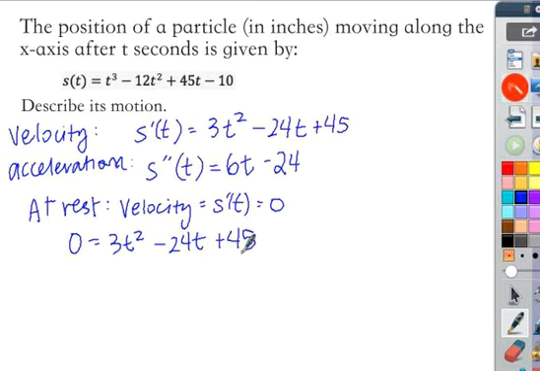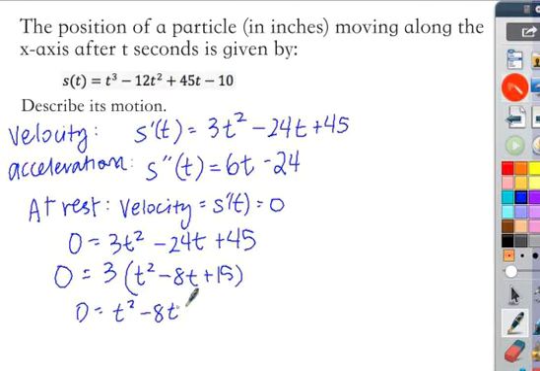We're going to solve this by factoring. First, we'll make it easy for ourselves. Factor out 3. We have 3 times (t squared minus 8t plus 15) equals 0. Next, I'll just divide out that 3 so it's easier to factor. So we have 0 equals t squared minus 8t plus 15. Factoring, I'll have (t minus 5) times (t minus 3).